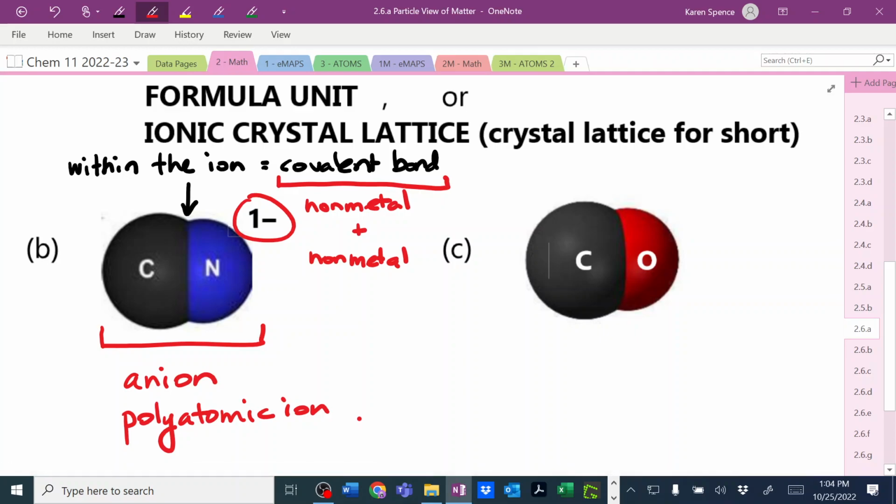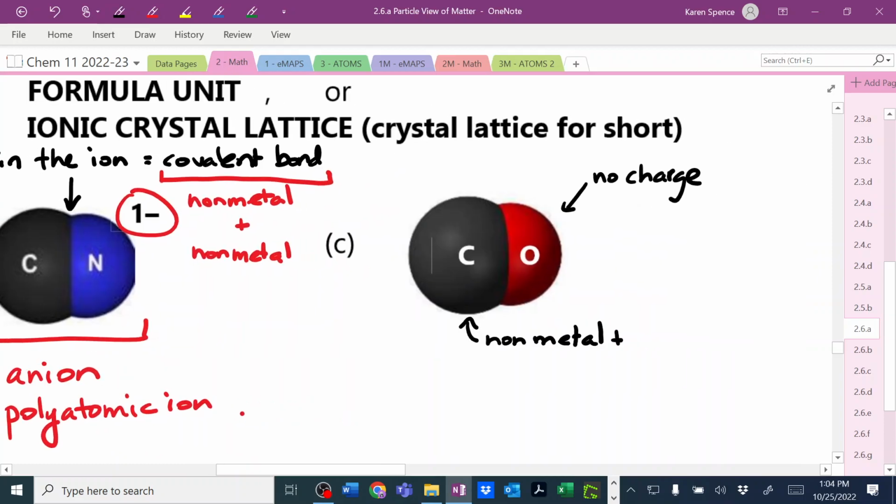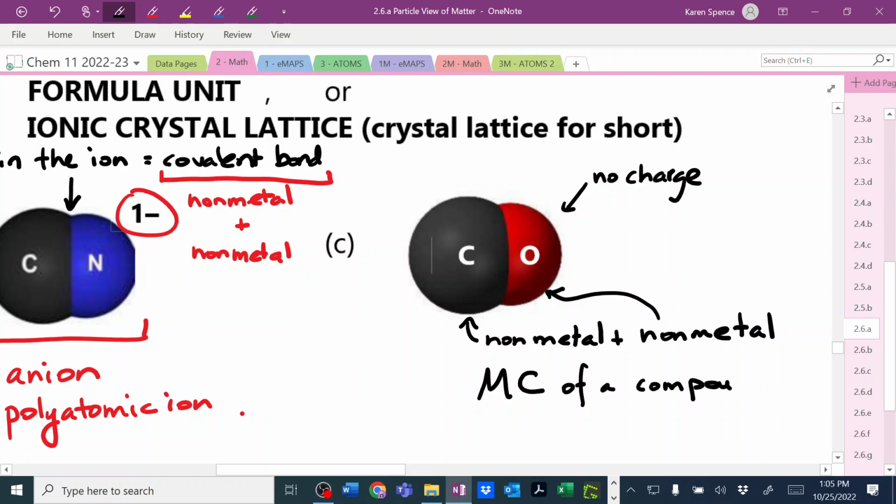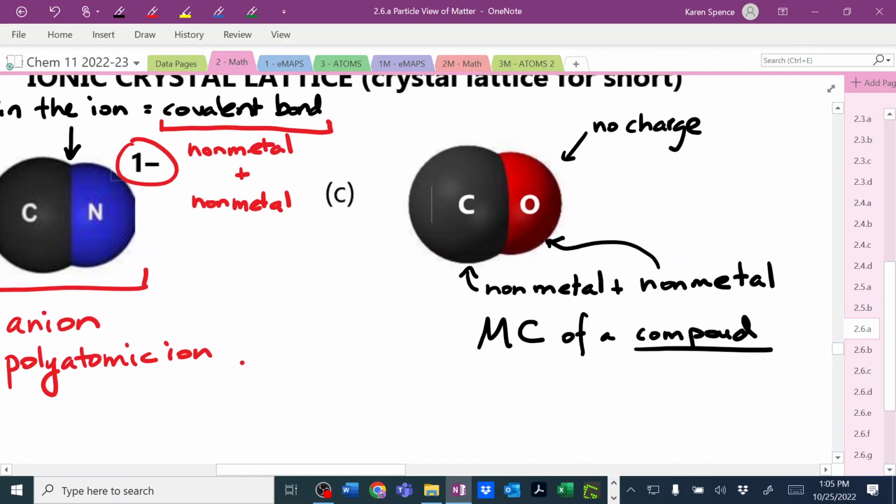CO, what is CO? Is it an atom? No, because there's more than one atom. Is it a molecule? Yes. How do we know it is a molecule? There's no charge. And there's a nonmetal and a nonmetal. And when you have no charge and you have a nonmetal plus a nonmetal, that is a molecule. Is this an element or is this a compound? It is a compound. So it is a molecule of a compound. How do we know that it is a molecule of a compound? Yeah, there's two or more different elements.